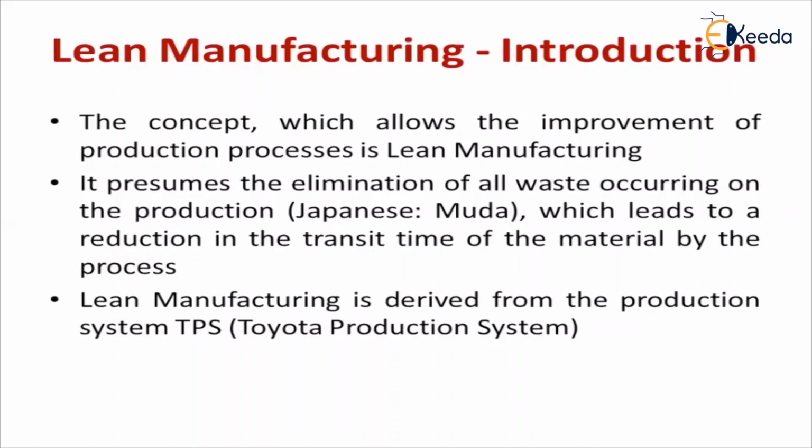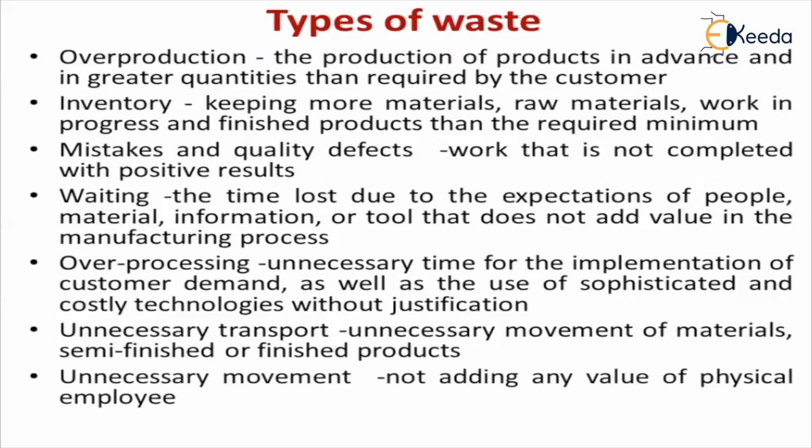So lean is a concept which allows the improvement of a production process. It eliminates all the waste that is occurring in a production process. In Japanese it's called Muda. Eliminating all the waste leads to the reduction in the transit time of a material through the process. Initially, the Toyota production system introduced this lean manufacturing in their production setting.